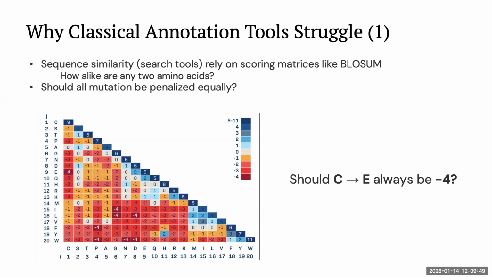So this is one of the worst things that evolution can do, mutate a C to an E, because there is a very high penalty associated with that. But the question is, should all the mutations be penalized equally? Should I always penalize the mutation of a C to an E with a penalty of -4?